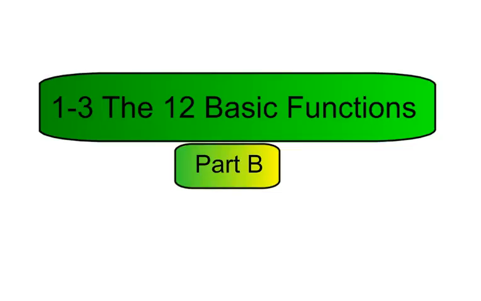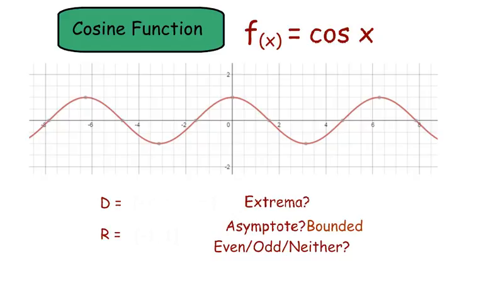Sorry about that, but now we have to finish our discussion of the 12 basic functions. There are three more to go. This is part B. Next up is the cosine function. And it's very much like the sine function. It looks just like it. In fact, if we had just shifted the sine function over about a quarter of a phase, we'd land right on top of the cosine function. We'll learn more about that in coming chapters.